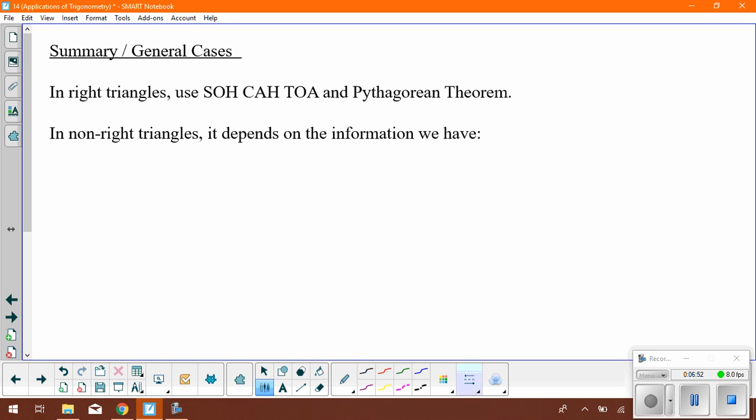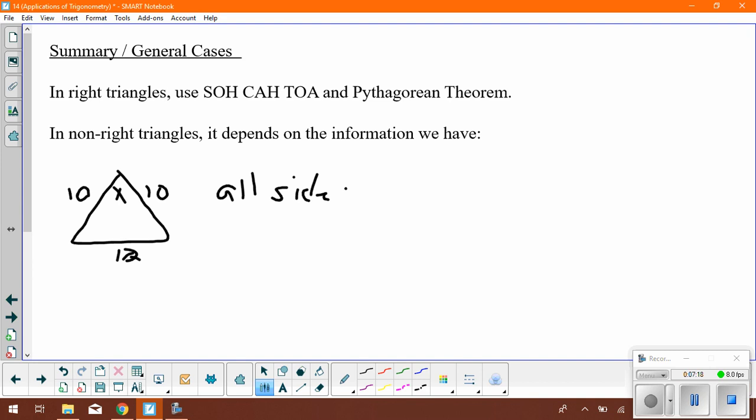Okay. So for instance, we had that case where I knew the sides, right? If I know all the sides, and I want to find an angle, so all sides are known, need angle. Okay, this one is going to be cosine law.